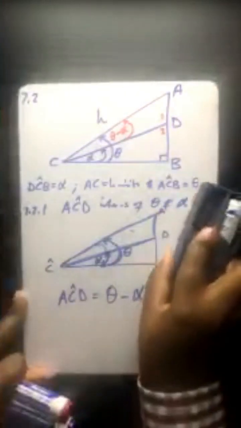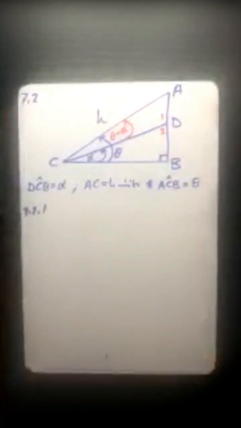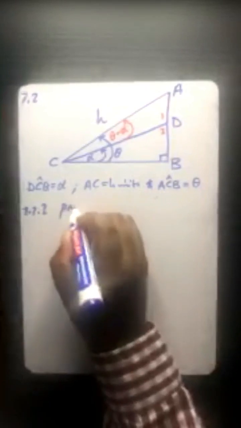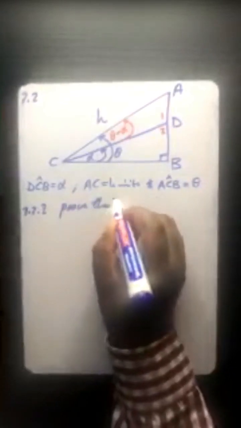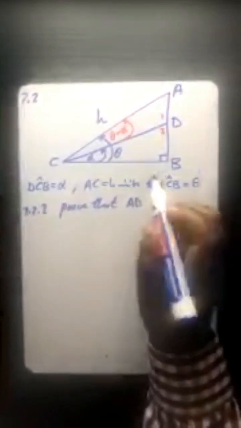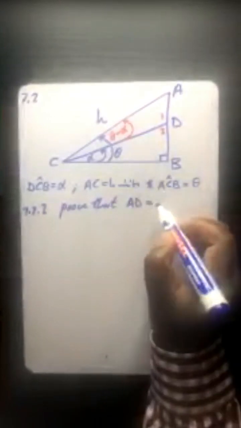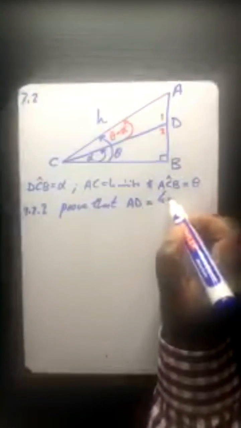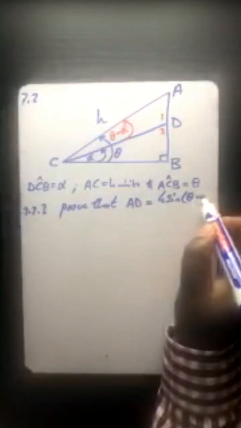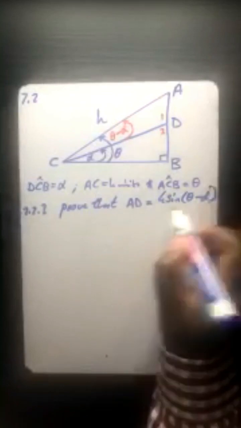So now, let's have a look at the next question. What are they saying there? They're saying prove that AD is equal to H sine of theta minus alpha, the whole of that divided by cos of alpha.